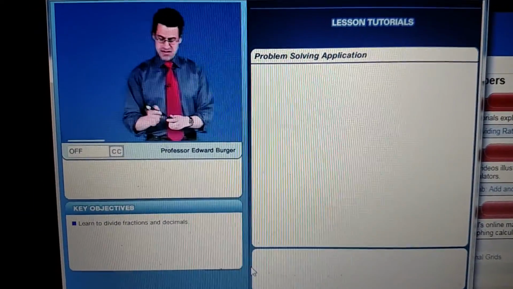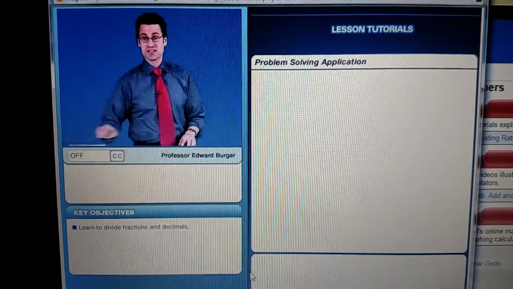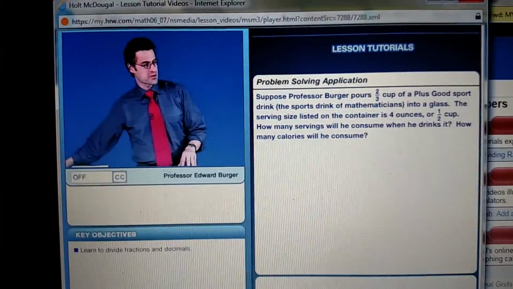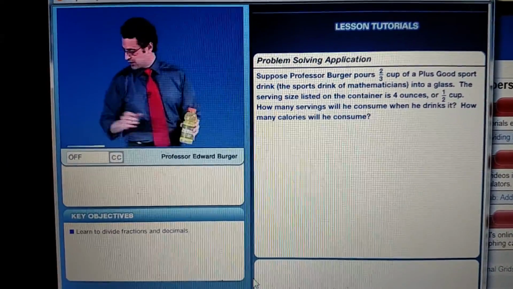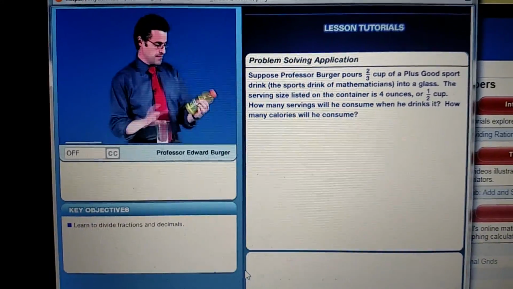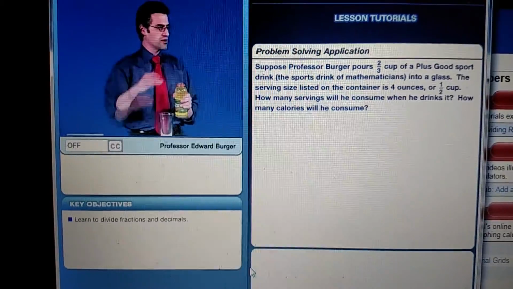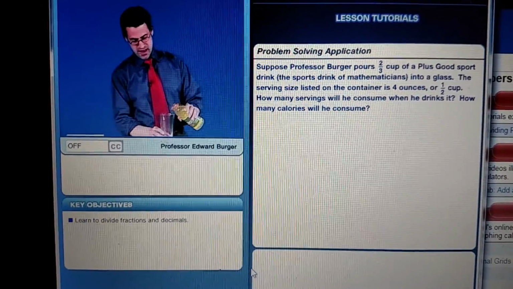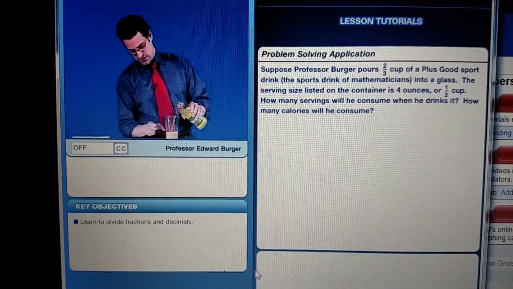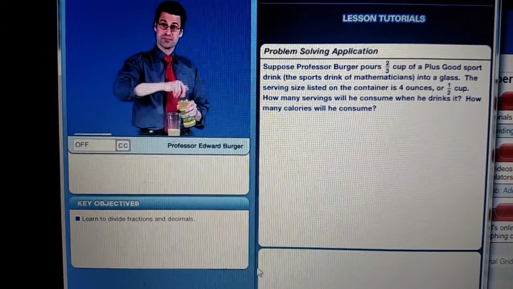Let's take a look at a little application where we can see all this fraction business coming into focus together. So here it is. I'm going to pour some of my favorite math sport drink, Plus Good, and I'm actually going to pour 2/3 of a cup, and I'm going to drink it.